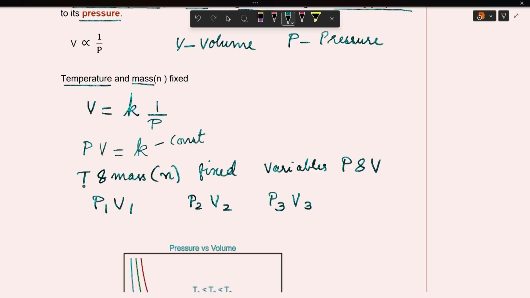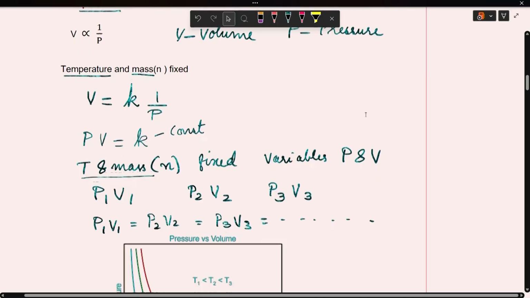If P into V is constant under these conditions, temperature and mass, now I can put this according to Boyle's law as P1V1 will be equal to P2V2, which is equal to P3V3, and if you have more, it will go on like that. The only condition is temperature and the mass of the gas should not be changed. You take a fixed mass of a gas, keep the temperature constant, you can vary the pressure and measure the volume, and these two products will be constant. That is what is meant by Boyle's law.